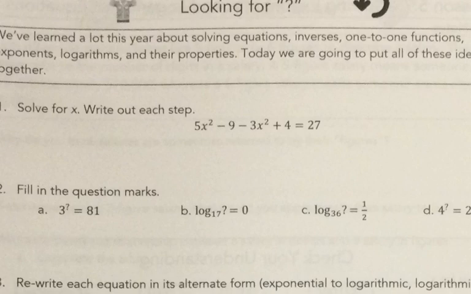Okay, so remember the problem on the test I told you didn't know how to solve because you didn't know how to get it out of the exponent? Well, we're fixing to start learning how we could have solved that. So look at number 1. It tells me to solve for x. Write out each step. So if you had to solve for x here, what would you do?